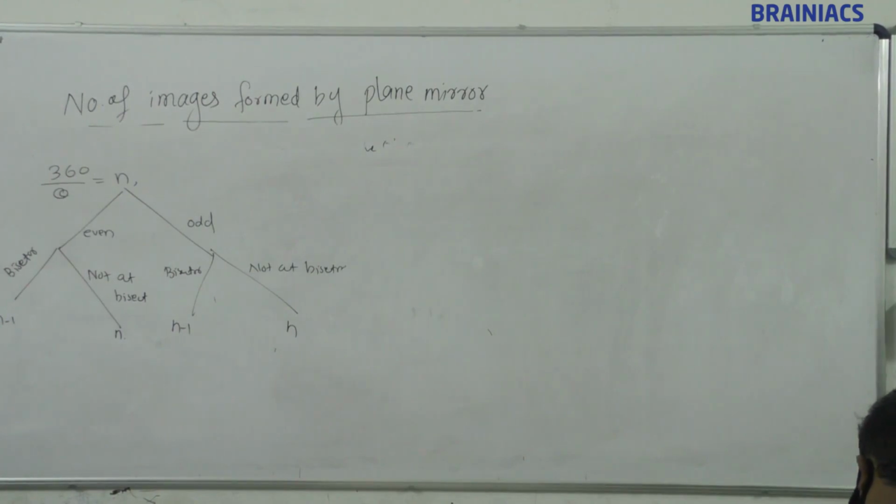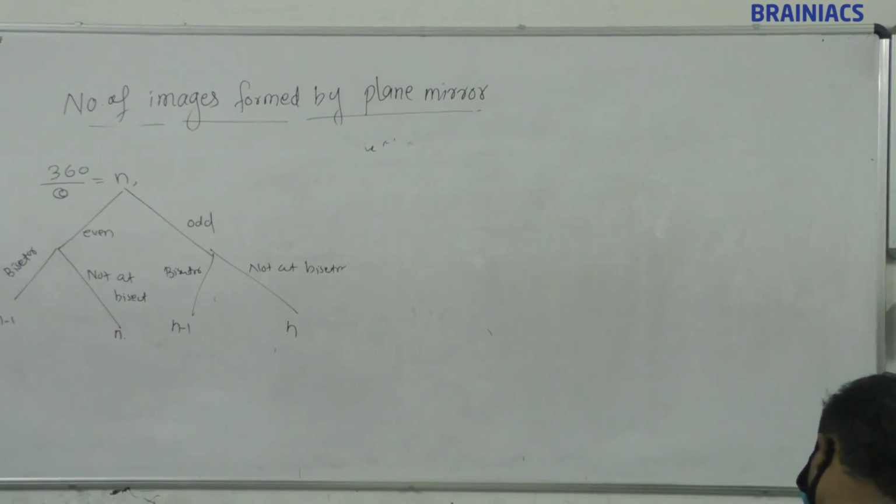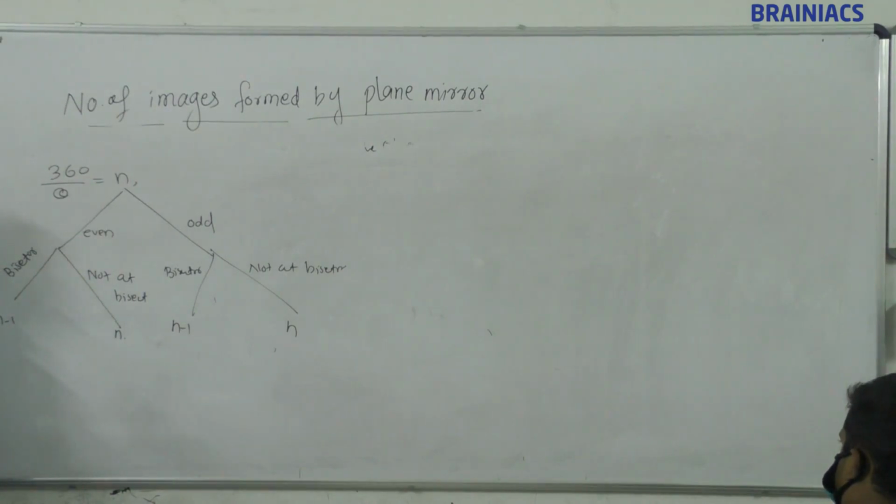In odd number cases, can you tell me some odd number problem we have done? We'll verify whether it's correct or not. 360 by 80 will come as a fractional number, so that is not correct for 360.